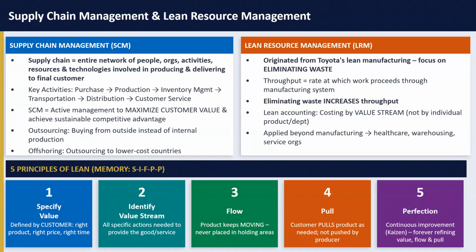Okay. So what do we try to maximize in SCM, supply chain management? It is to maximize our customer value and achieve sustainable competitive advantage. So in section B, we discussed how important it is to achieve sustainable competitive advantage, always to remain at the top.